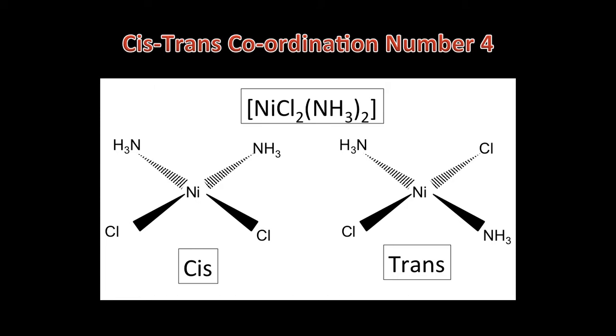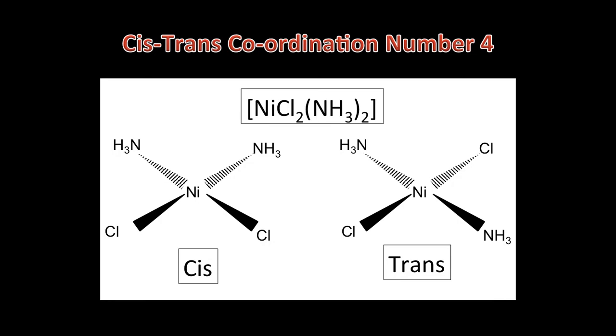On the left-hand side, we have the cis isomer with the two chloride ions coming out, pointing at you, and the two ammonia ligands going back behind the screen. For the trans isomer on the right-hand side, we have one of each ligand coming out at the front, and one of each ligand going behind the screen. Remember, the wedges mean that the bonds are coming out in front of the screen, and the dashed lines mean the bonds are going back.